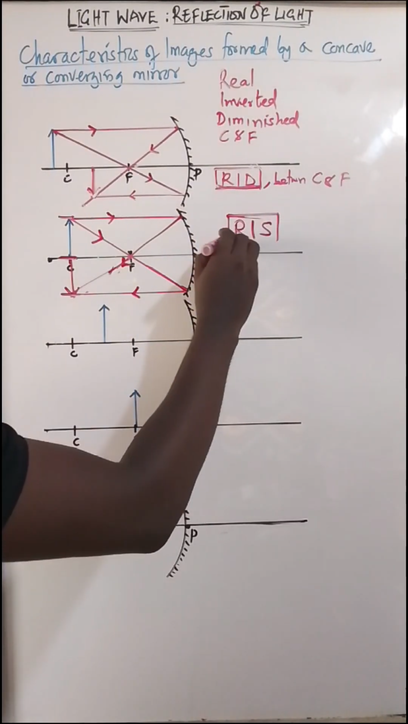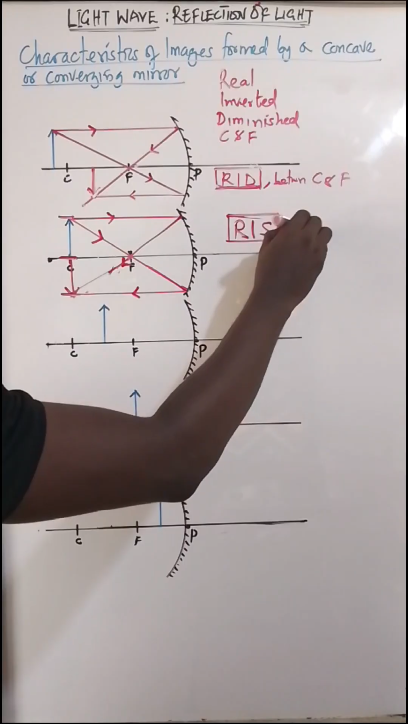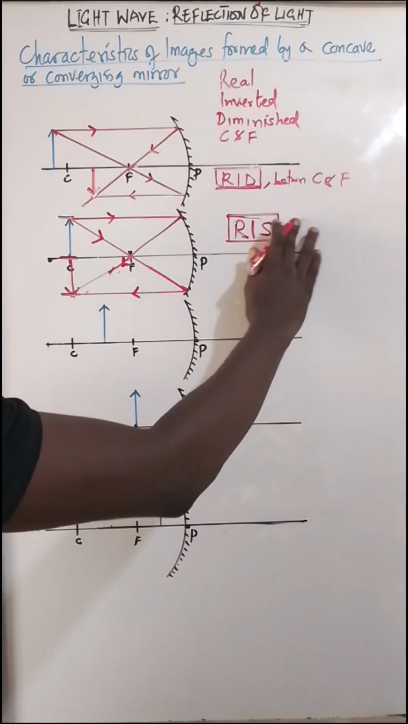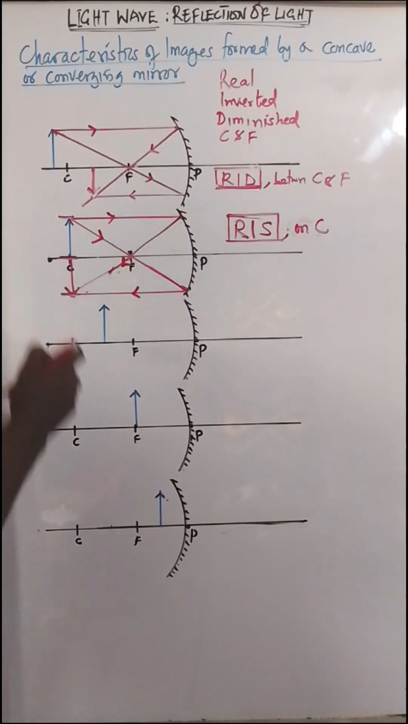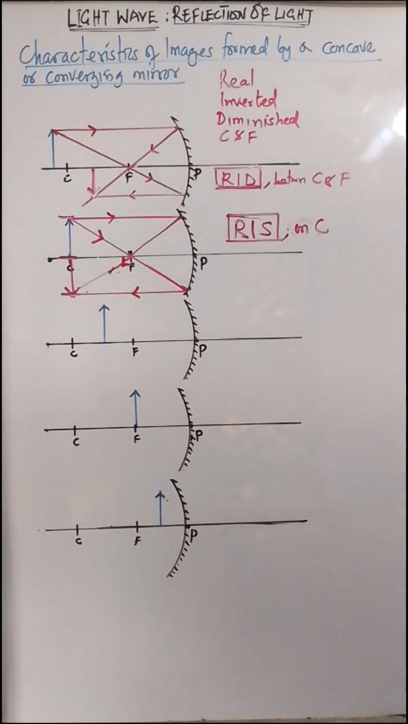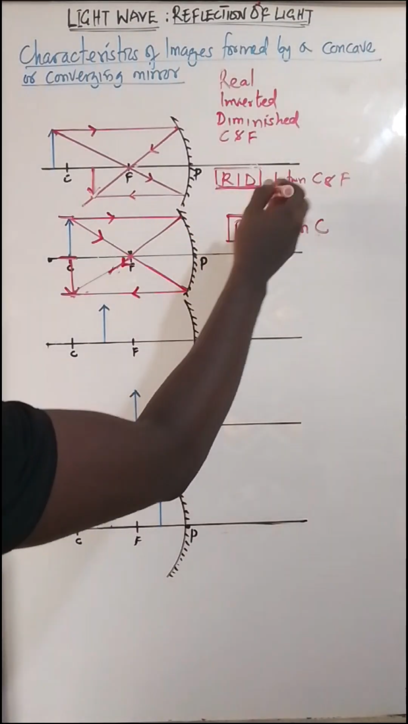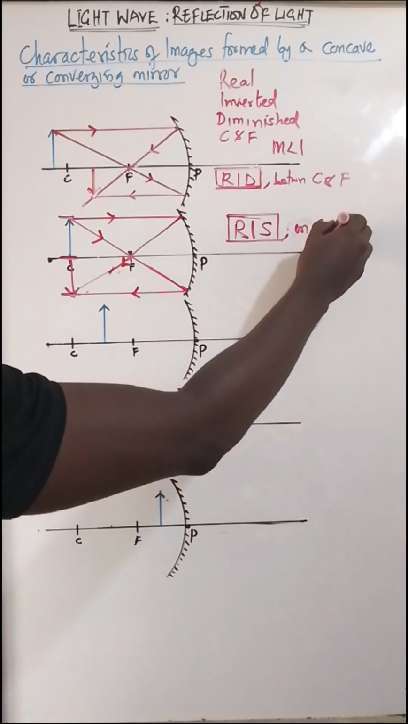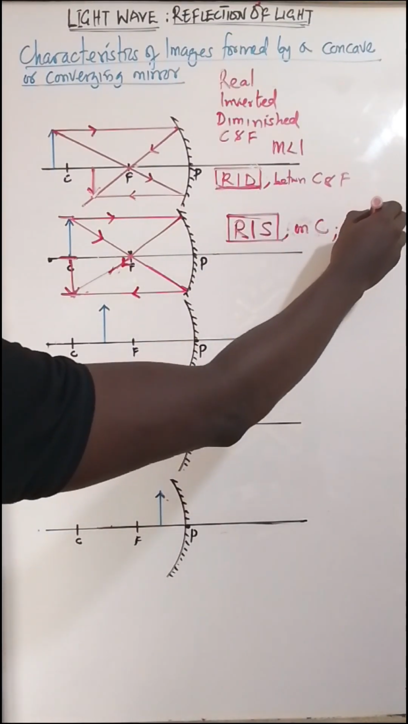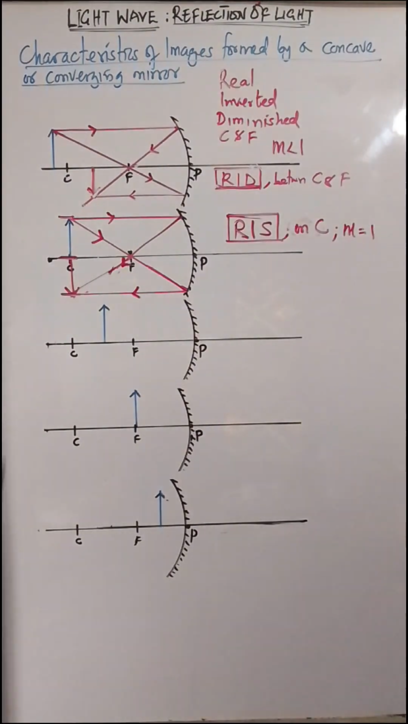Same size. Then it was formed on what? On C. So if the object is placed on C, the image will be formed on C. And the characteristics: real, inverted, and same size. So for the diminished case, it means magnification is less than 1. For this case, magnification equals what? 1, same size.